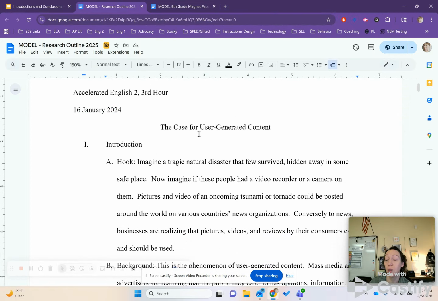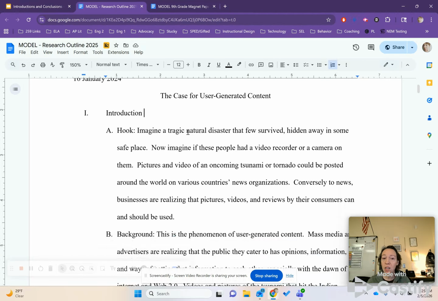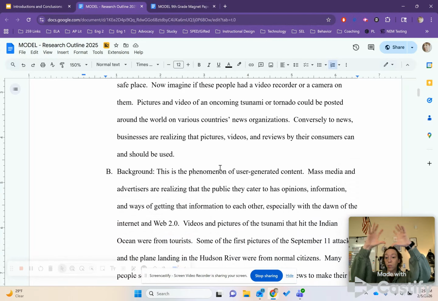So my topic was about user-generated content, so basically people recording things, taking video and pictures, and then sending it to news outlets. So I started with a hook, and in mine, I did a puzzling scenario. So imagine a tragic natural disaster that few survived, hidden away in some safe place. Now imagine if those people had a video recorder or a camera on them. Pictures and video of an oncoming tsunami or tornado could be posted around the world on various countries' news organizations. Conversely to news, businesses are realizing that pictures, video, and reviews by their consumers can and should be used. So I'm giving some really big idea in like the real world, right?